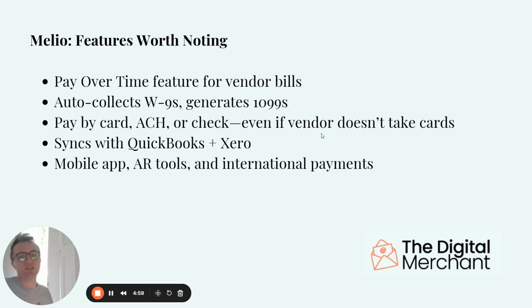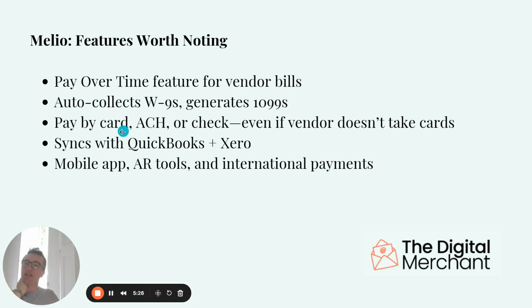This is something they've introduced, I believe, recently enough. Essentially, it will allow you to pay a vendor bill at once, so that the vendor obviously receives the money, and you can pay it back over an extended period, for a fee. So that's obviously handy if that would assist with your cash flows. It's nice to have that option. It auto collects your W-9s. It'll auto generate your 1099s.